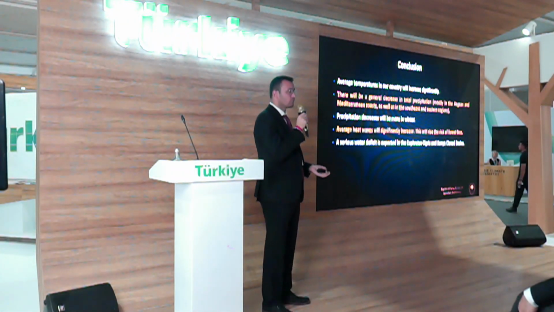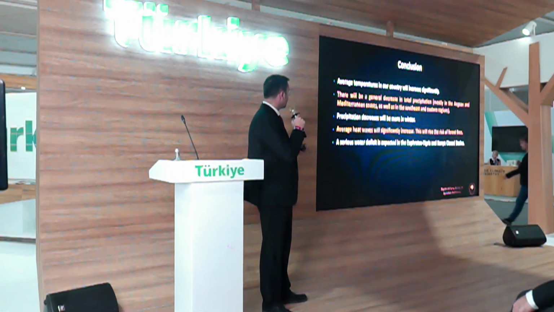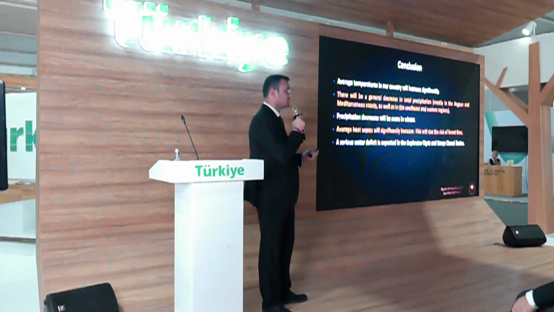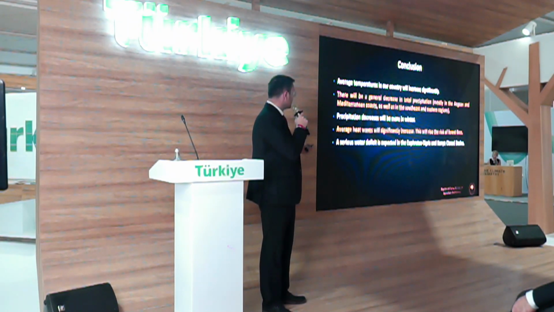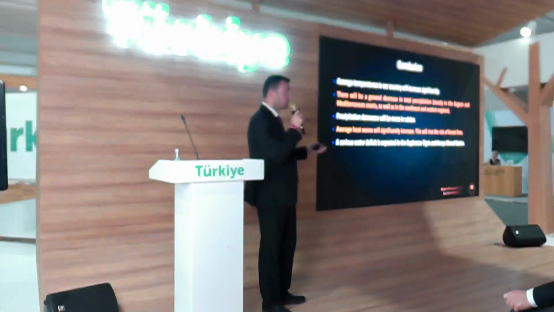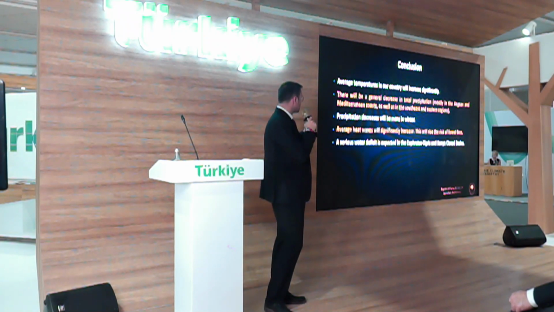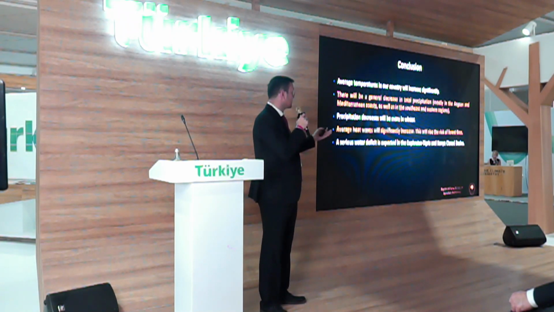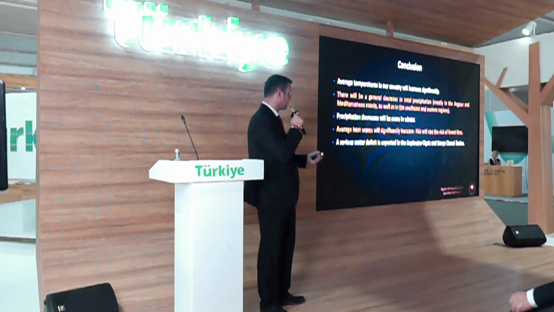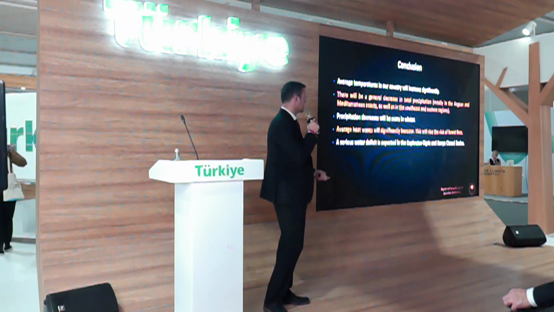In conclusion, for this study, average temperatures in our country will increase significantly. There will be a general decrease in total precipitation, and it will vary depending on regions. Precipitation decreases will be more in winter. Average heat waves will significantly increase, and this will raise the risk of forest fires. And also, serious water deficits are expected in the Euphrates, Tigris, and Konya closed basins.